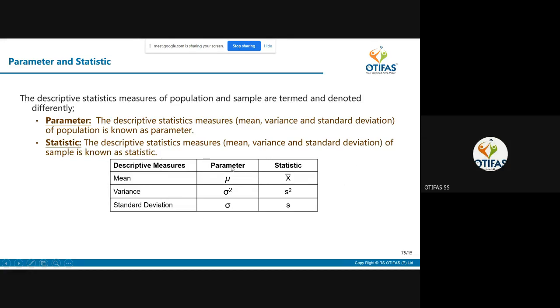Clear? So the mean of the population is represented by mu. For a sample, it is called x bar. Then this is called sigma square, this is sigma, the standard deviation, whereas for the sample it is called S. Understood?